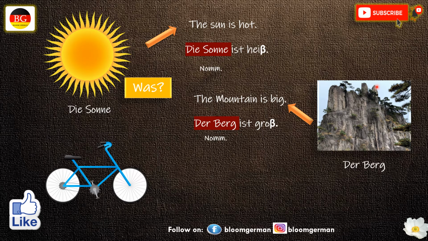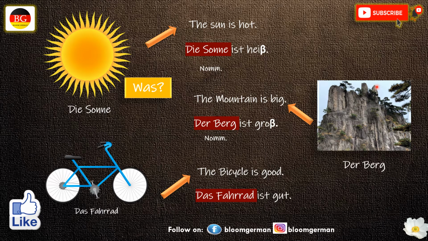Another example. What is it? This is a bicycle. Das Fahrrad. The bicycle is good. Das Fahrrad ist gut.